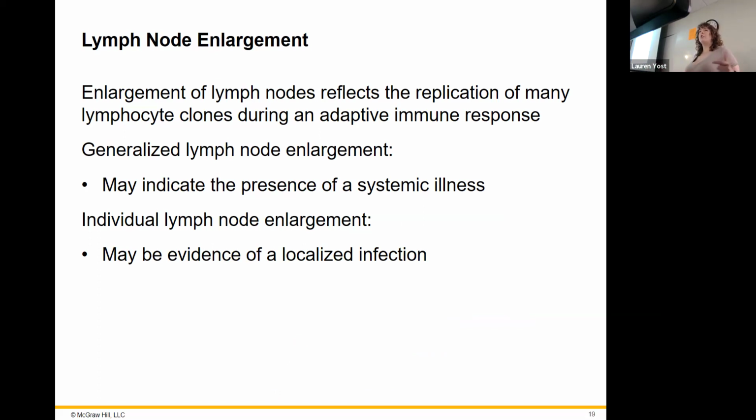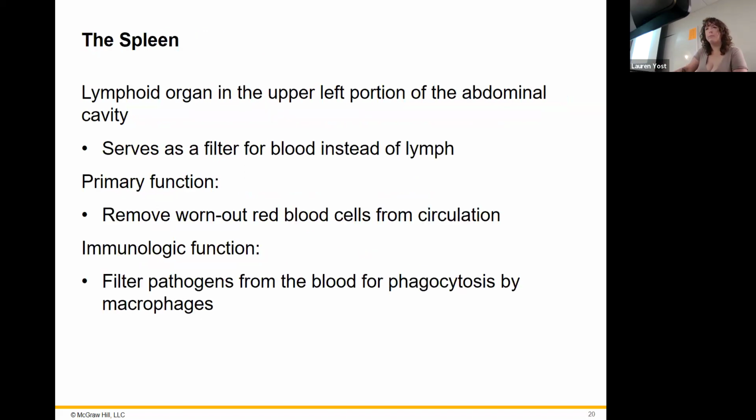We know enlargement of lymph nodes reflects replication of the lymphocytes during immune response. And a lot of times you will have an immune response going on that you wouldn't even know was going on. Generalized lymph node enlargement can indicate the presence of systemic illness. So if you get lymph nodes enlarged all over the body, it's probably systemic illness. If you have localized lymph nodes, like only in the underarm area, then maybe you have a localized infection, like in the milk ducts, or a cut on the arm.